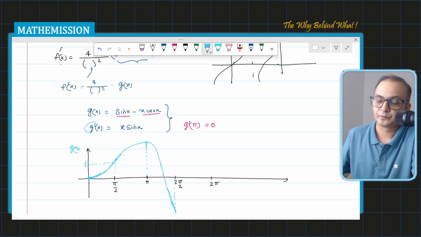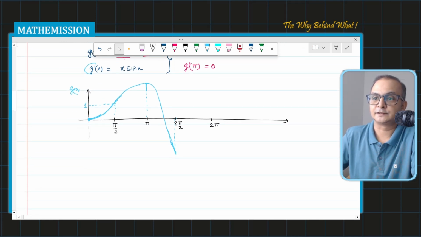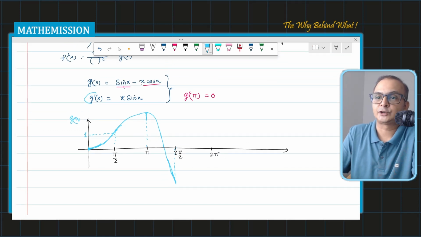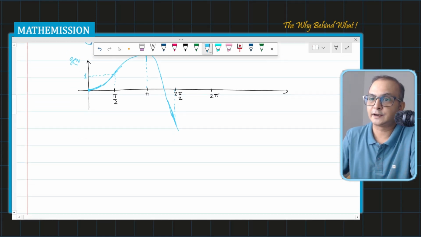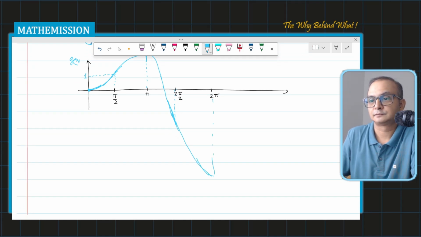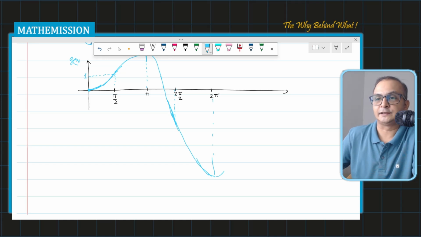And it will go down again. But what will happen after this? At 2 pi, what will happen to the function? At 2 pi, again you can see that g dash 2 pi is 0. It means the function g(x) will attain its minimum value. And at 2 pi, what will happen to the value of the function? At 2 pi, this will become 0 and this will become minus 2 pi. So it will go very low to get the depth of 2 pi at 2 pi. And from there it will start rising.